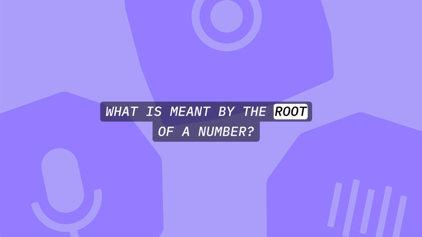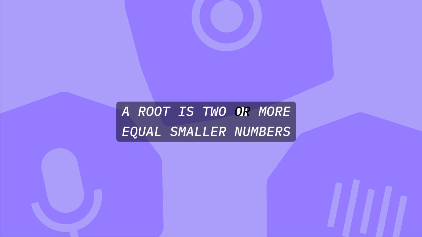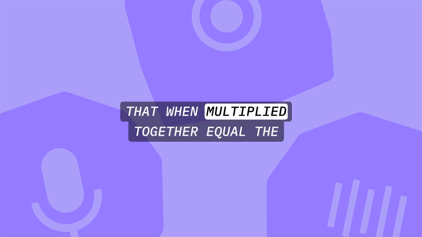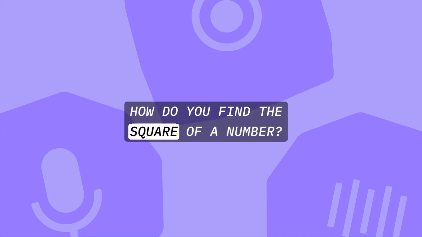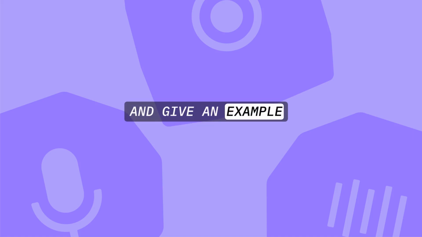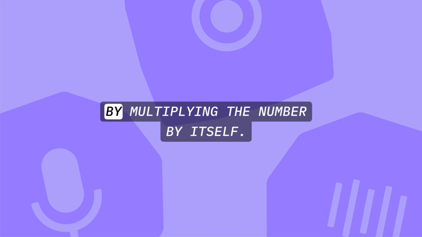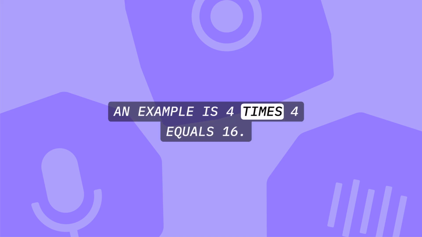What is meant by the root of a number? A root is two or more equal smaller numbers that when multiplied together equal the specified number. How do you find the square of a number, and give an example. By multiplying the number by itself. An example is 4 times 4 equals 16.